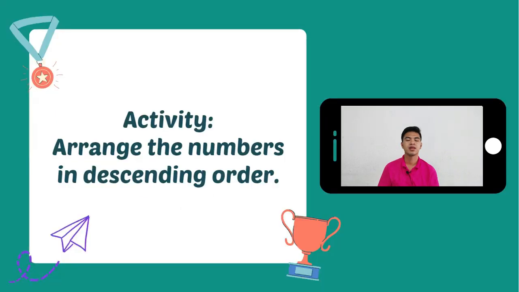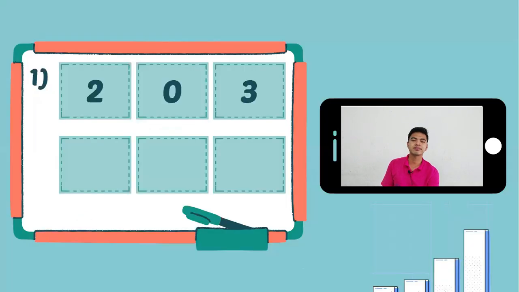Okay. So now we're going to have another activity. Here we're going to arrange the numbers in descending order. Okay? A while ago, what we did was to arrange the numbers in ascending order, or from the smallest to the biggest. But now we're going to arrange the numbers from the biggest to the smallest. And we call it descending order. Okay, so let's go to number 1.